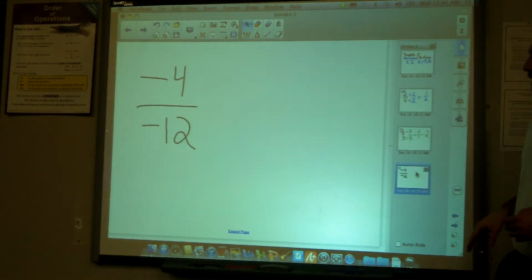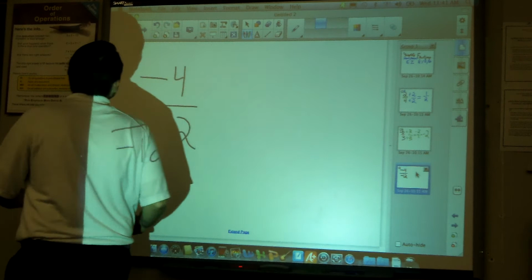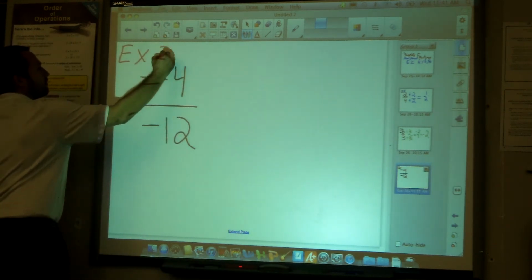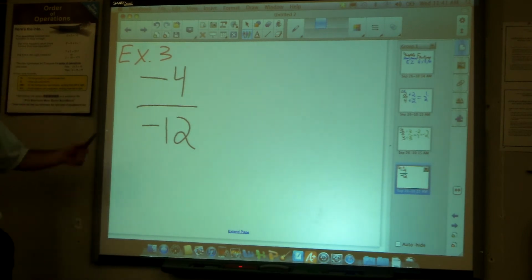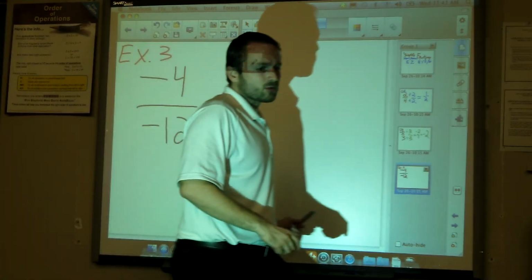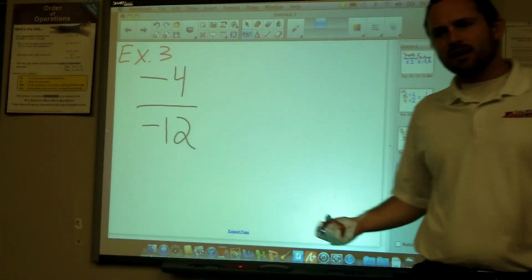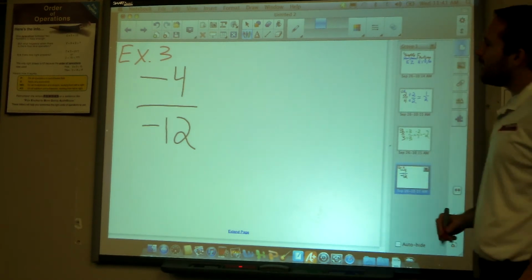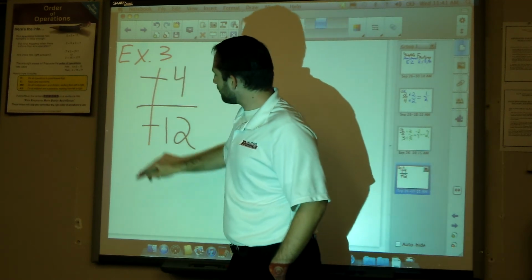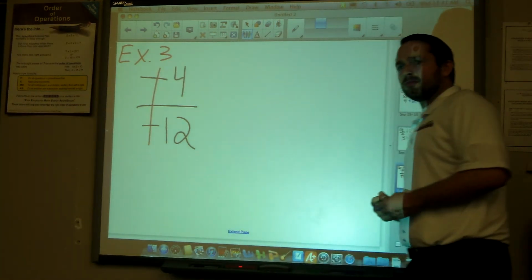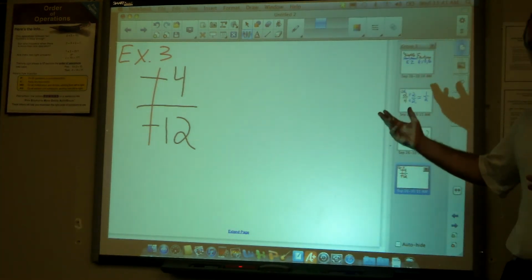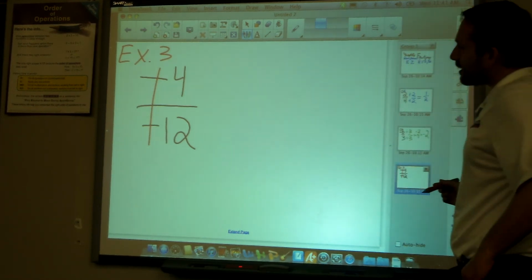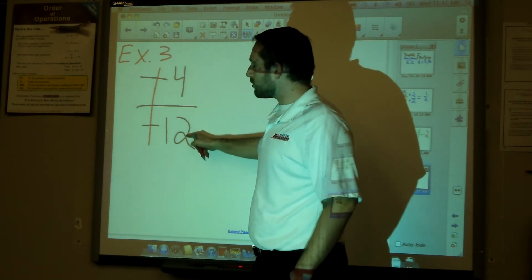Let's do the final example. Example 3. I have -4 and I have -12. Well, first off, before I do anything, if I have a negative over a negative, I can just quickly say, boom, it's positive. Because if I have a negative on top and a bottom, the answer is going to be positive. So I can rewrite this as 4 over 12.